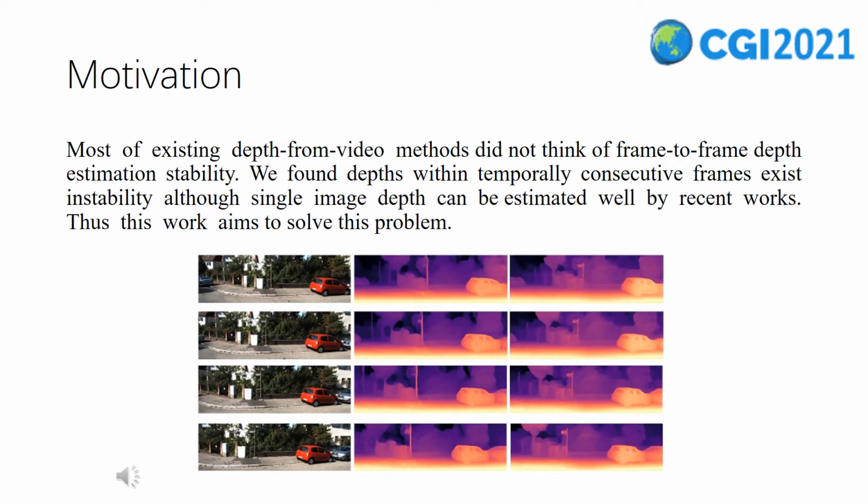You can look at the example. The first column is the input frame. The second column is the result from Monodepth2. The third one is our results. Comparing them, our results can output stable depths for objects like the traffic landmark.